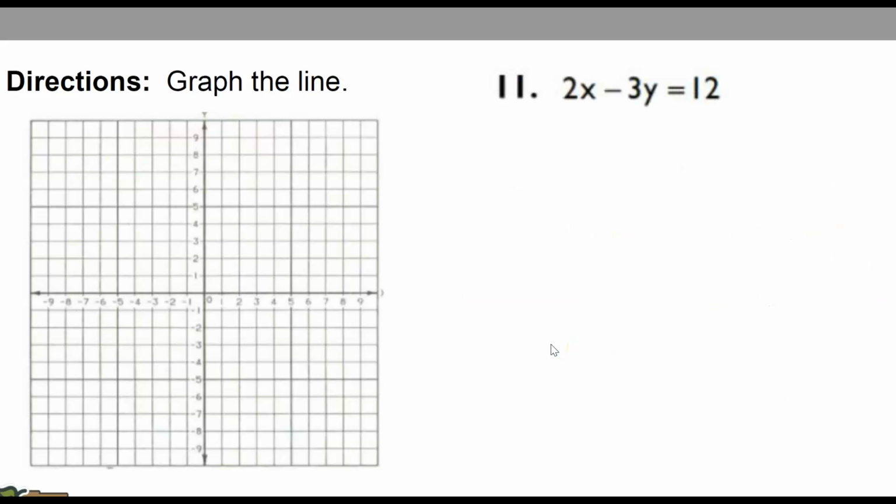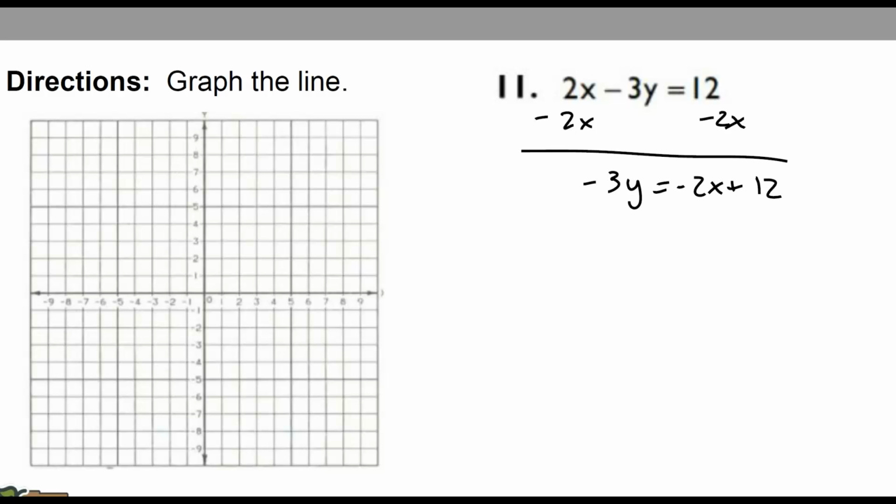And then finally, graphing our line. If we get it into y equals mx plus b, we'll know how to graph this nicely. So I'm going to move the x term to the other side. We get negative 3y equals negative 2x plus 12. And then we got to get y by itself, so we divide everything by negative 3. We get y equals negative divided by negative is positive, 2/3 x minus 4.